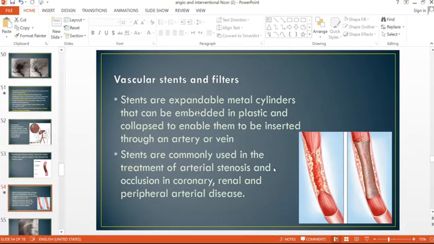Another form of interventional radiology is vascular stents and filters. Stents are expandable metal cylinders that can be embedded in plastic and collapsed to enable them to be inserted through the artery or vein. Then, we expand them at the site of the lesion by means of balloon. Stents are commonly used in the treatment of arterial stenosis and occlusion in coronary arteries, renal arteries, and also in peripheral arterial disease.